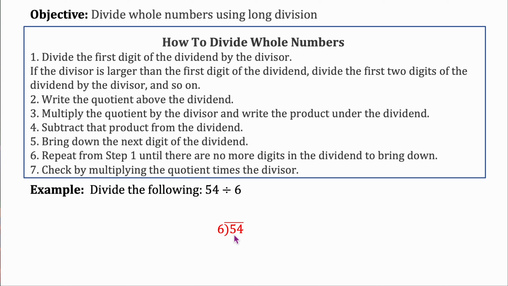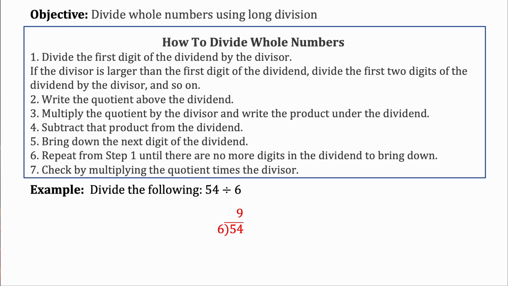So what they mean is we have to take it as a 54. And we have to think, how is 54 related to 6? Well, 6 goes into 54 9 times. So we put the 9 up above. Now, see how it says write the quotient above the dividend. That's what we have done there. So we're on to step 2.